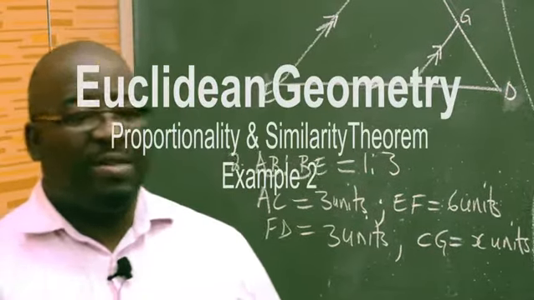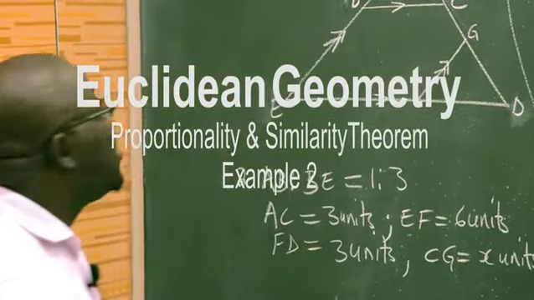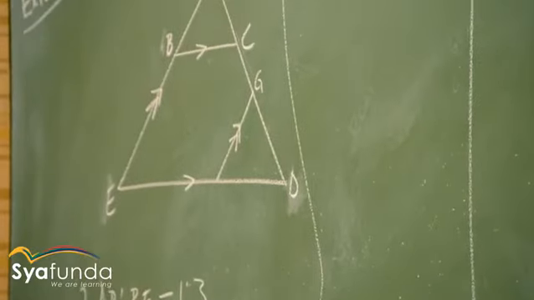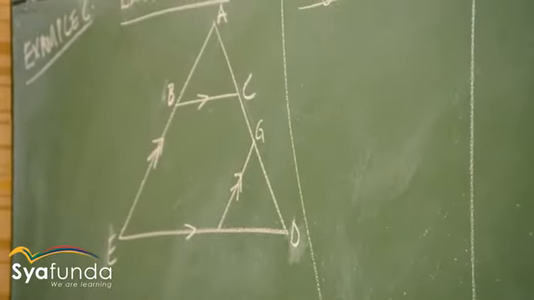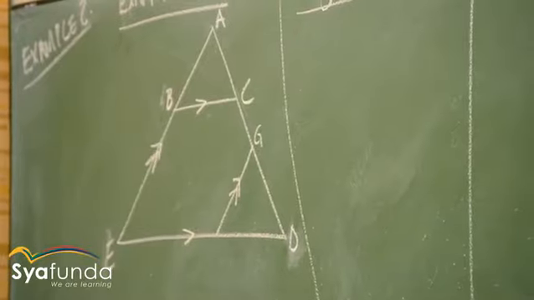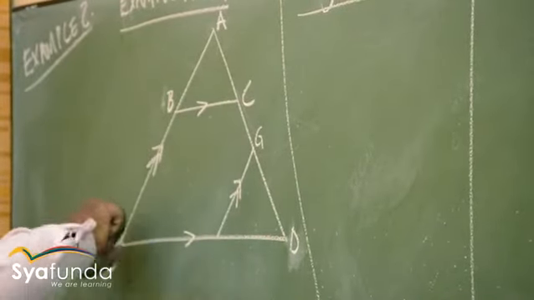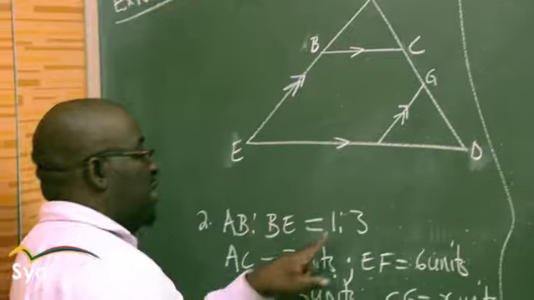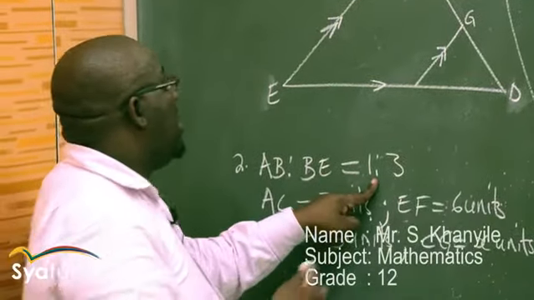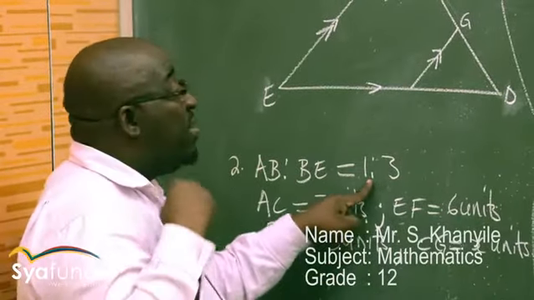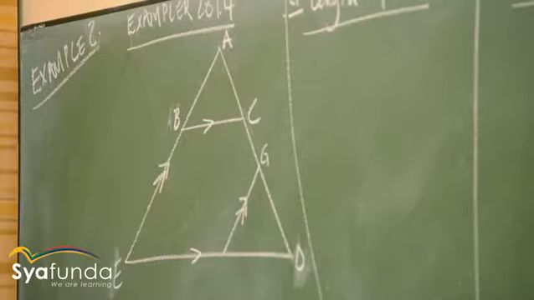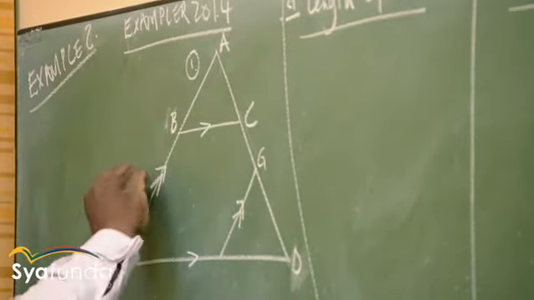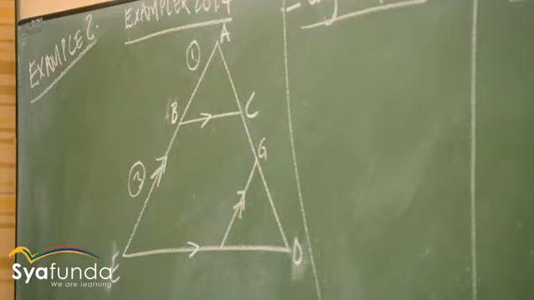Right, I want us to look at our second example here. It was taken from the exemplar paper 2014. We're given this diagram and these dimensions. AB is to BE, we're given the ratio there. AB is to BE, so the ratio is 1:3. So you indicate ratio differently. If this is x, this will be 3x. So this is 1x and this is 3x. Right, that is the ratio.